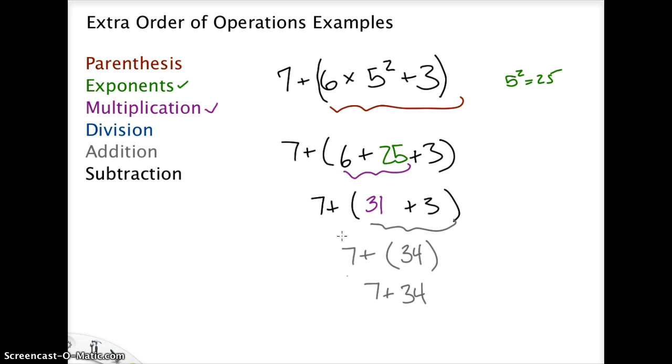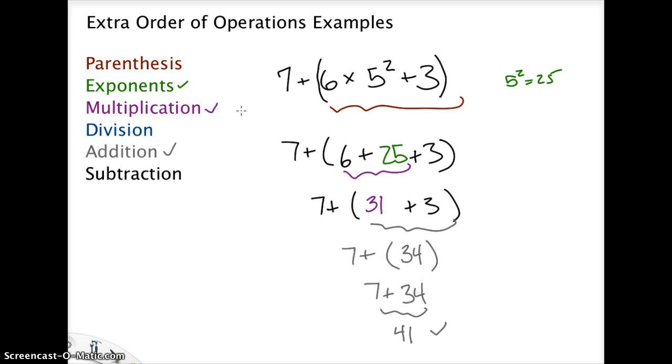Are there any other operations that were outside of the parentheses besides addition? No. So all that's left is my 7 plus 34. 7 plus 34 is going to equal 41. So this is how I solved this problem using my order of operations.